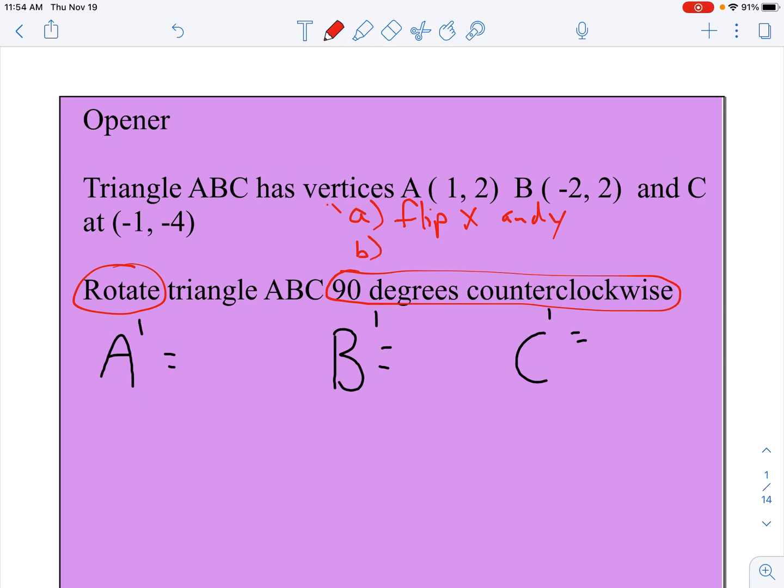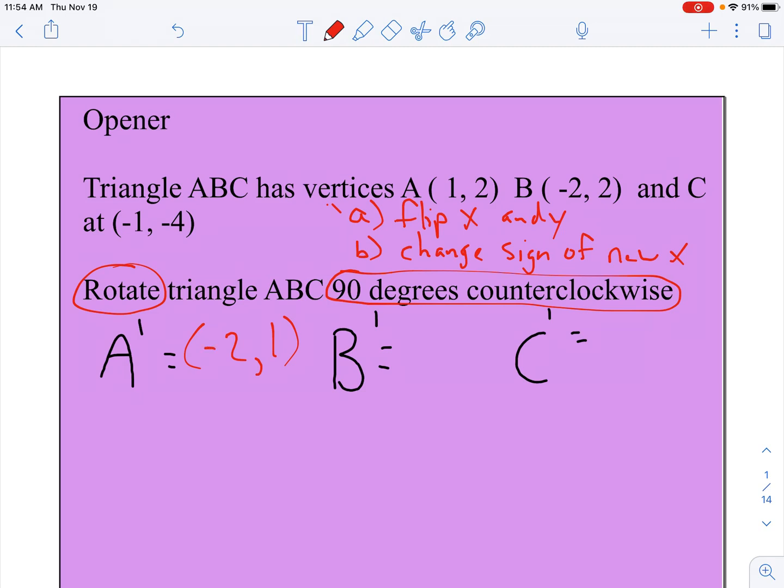And then the second part is we are going to change the sign of our new X. So if we take a look at point A, if I flip X and Y, I'm going to be at 2, 1, and then change the sign of my new X. So it would be negative 2, 1.